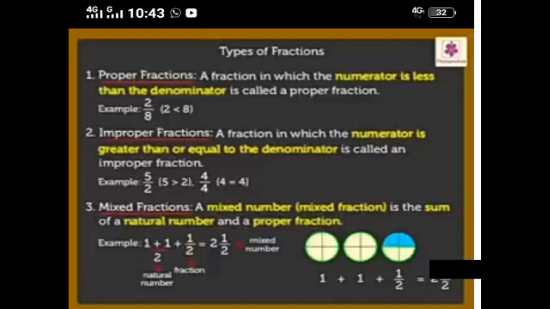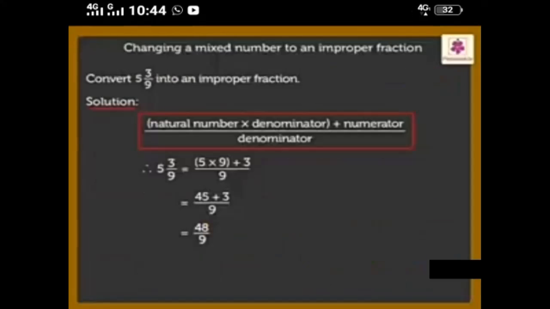Sum of a natural number and a proper fraction is called a mixed fraction. Next, a very important portion is conversion. How can we convert or change a mixed fraction to an improper fraction?